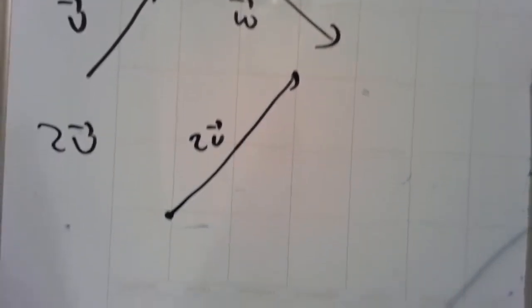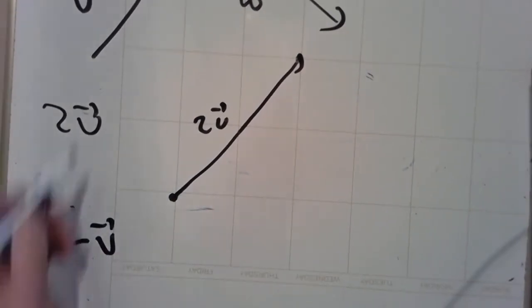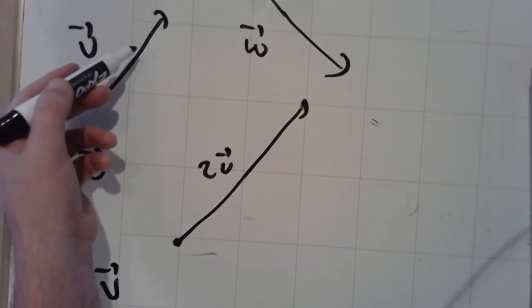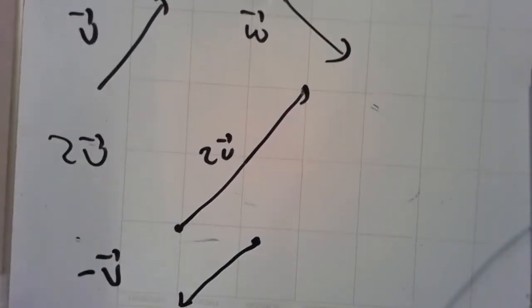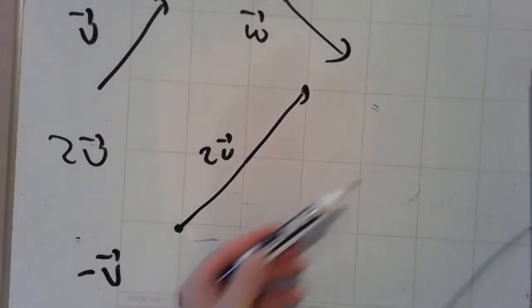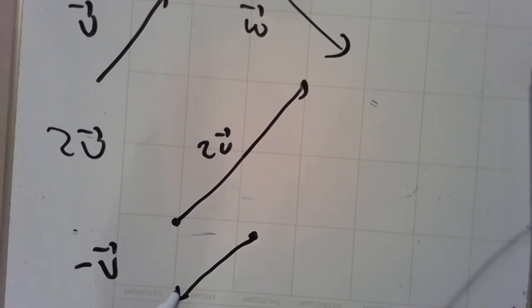What if I wanted negative v? Negative v points anti-parallel to v, meaning still follows along the same line, still has the same magnitude, but now it points in the opposite direction. So negative v points that way.